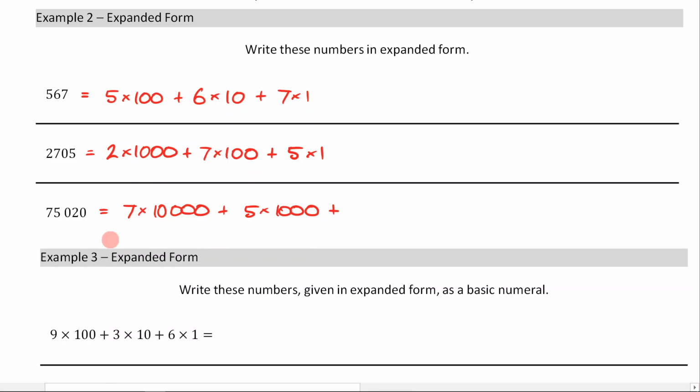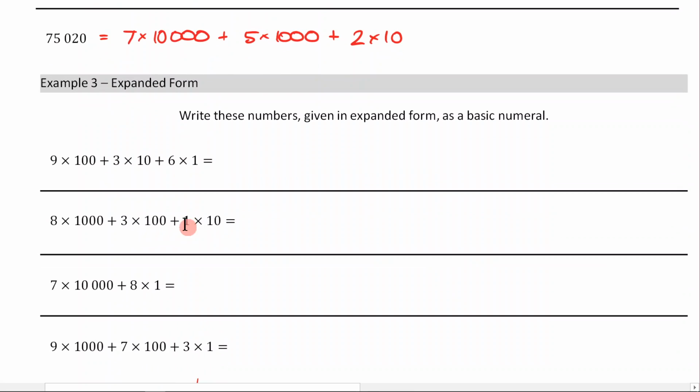Then I'm going to plus. As you can see here, I don't have anything in my hundreds column, so I just skip it. I go to my tens column. I have 2 in there, so it's going to be 2 times 10. And then I don't have anything in my ones column. So that means I just stop right here. That is going to be my answer. 70,000, 5,000, and 20. Which is going to be 75,020.